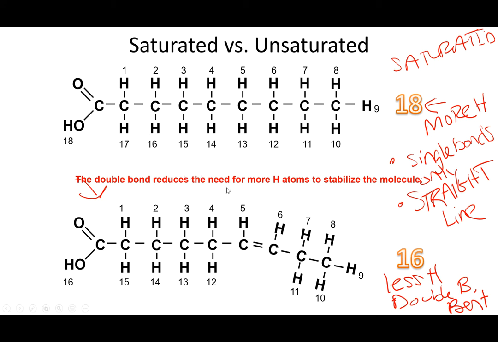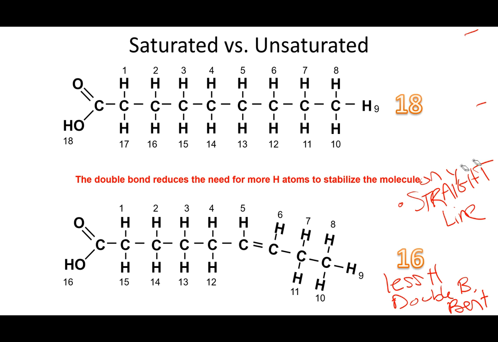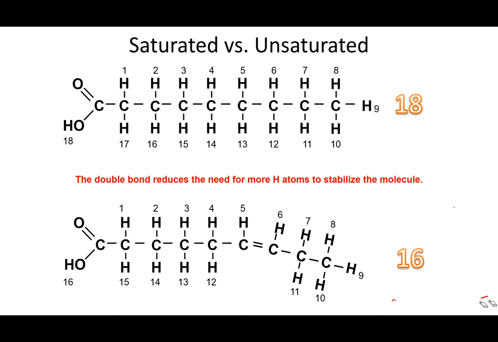The double bond reduces the need for more hydrogen atoms to stabilize the molecule, right? So all I'm saying is that unsaturated fats have fewer hydrogen atoms, but this is still a stable molecule. That carbon is still happy. It's still got all those covalent bonds that it needs. It's still got all those electrons. It just borrowed it from its next door neighbor instead of forming a relationship with hydrogen.